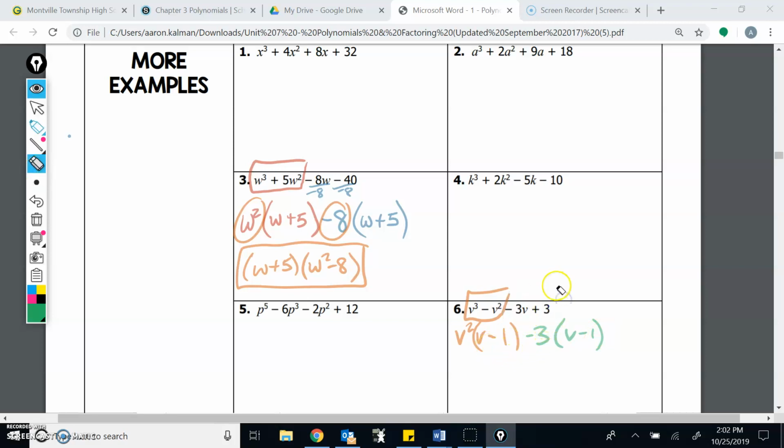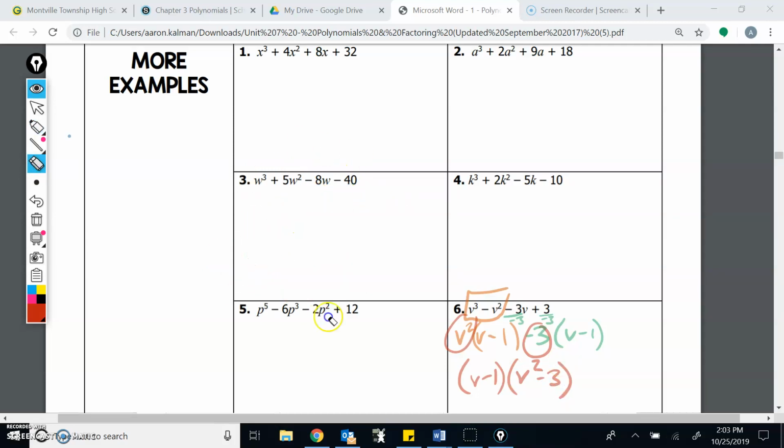Dividing each by negative 3 is v minus 1. Let's write our final answer as v minus 1, and then your two GCFs together makes a v squared minus 3. Let's do some more on the next page.